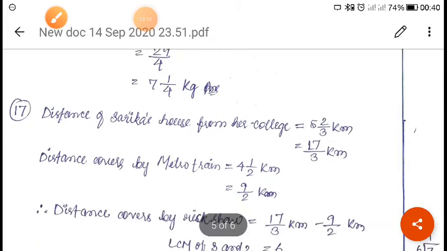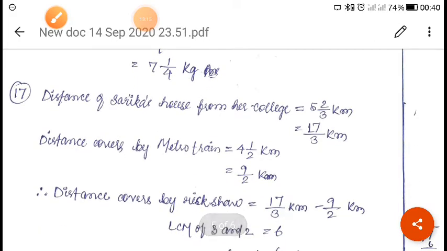Now next is, Sarika's house is 5 2 by 3 kilometer from her college. She covers 1 by 2 kilometer by metro train and the remaining by rickshaw. How much distance does she cover by rickshaw?